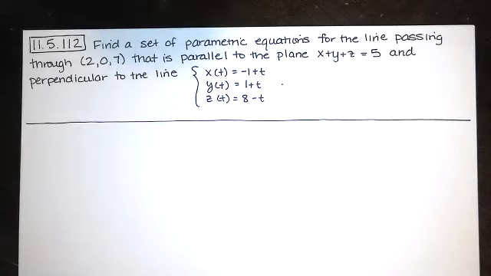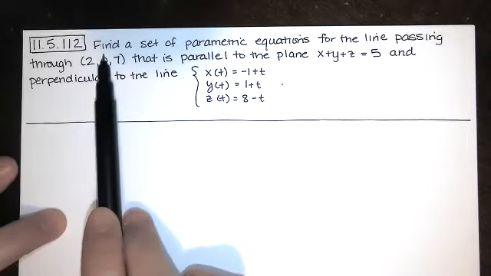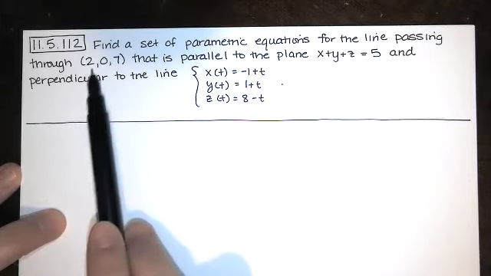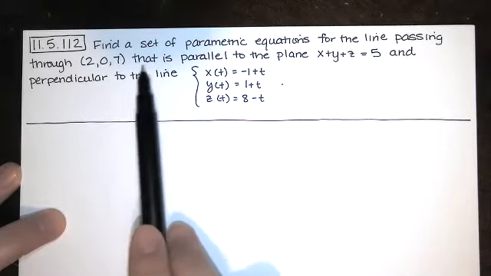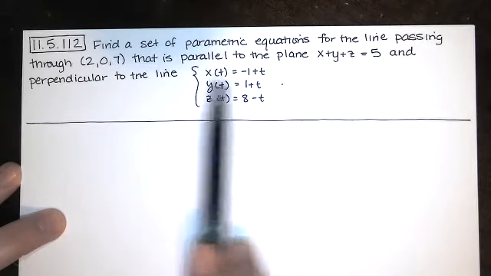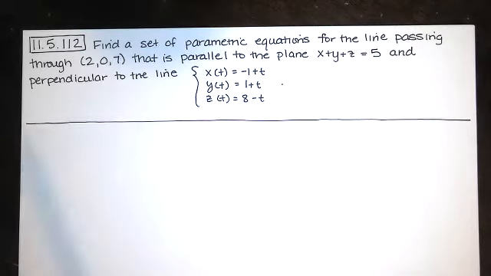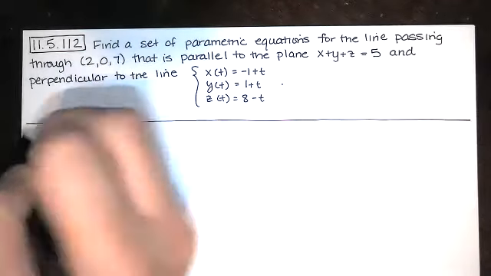In this video, we're solving problem 112 from section 11.5 in the Larson and Edwards Calculus with Early Transcendental Functions text. We're asked to find the parametric equations of a line passing through a given point that is parallel to a plane and perpendicular to another line. So we know what we're looking for. We know the answer is supposed to look like this.